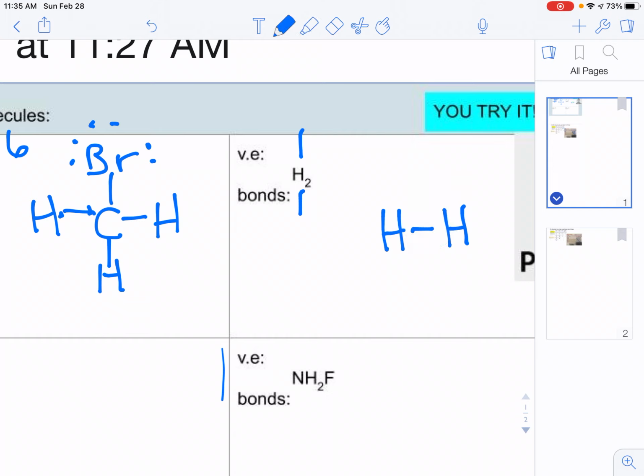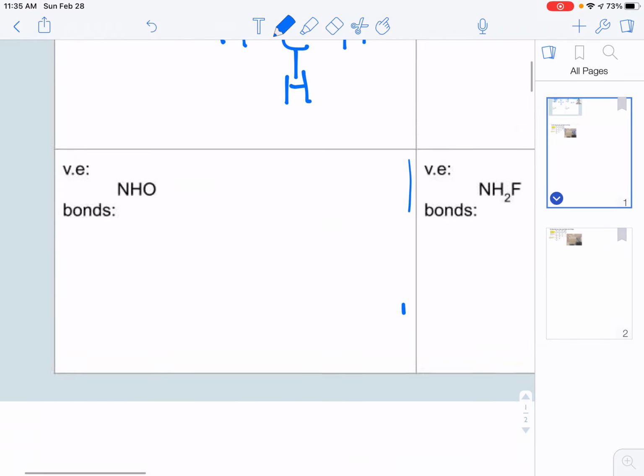For the dots, when the number above and below are the same, that means there's no unshared electrons because the 1 electron that it has is in the bond. The bond represents 2 shared electrons, 1 from each hydrogen. So no unshared here. Let's try this one.